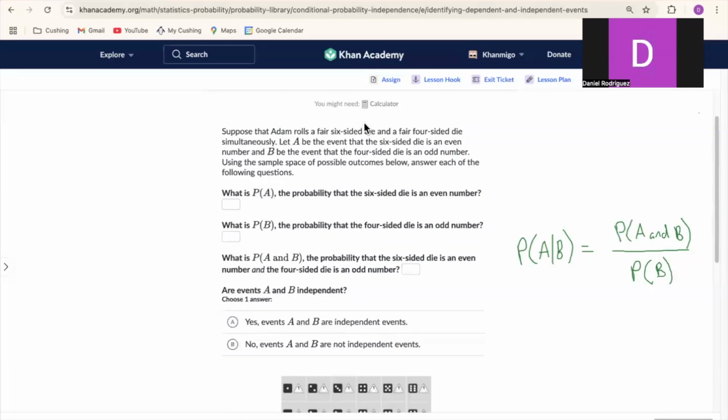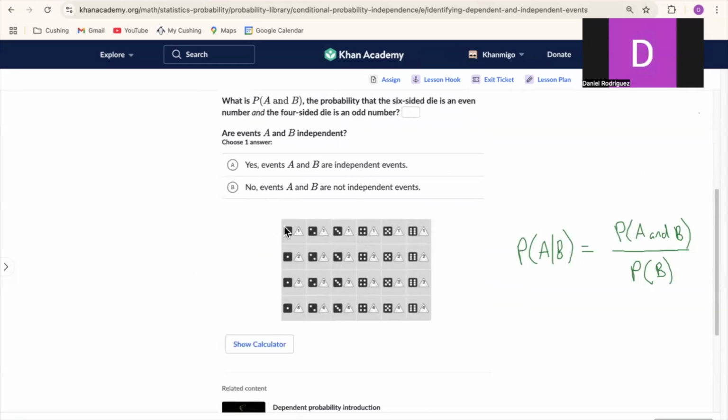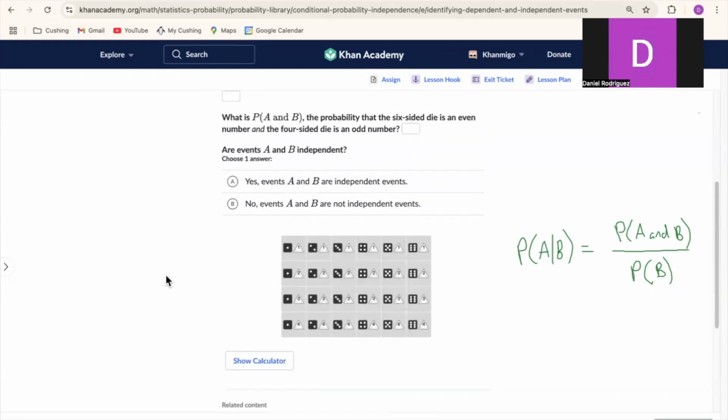Okay, so next question here. It says to suppose that Adam rolls a fair six-sided die and a fair four-sided die simultaneously. So the picture down here is showing the sample space. So this is all the times where I roll a one first, two first, three first, four, five, six, and that's with a six-sided die. And then going across, this is rolling a one on the four-sided die, two, three, and four. So in total, this grid is 6 by 4. So there are 24 total outcomes, and they're all equally likely.